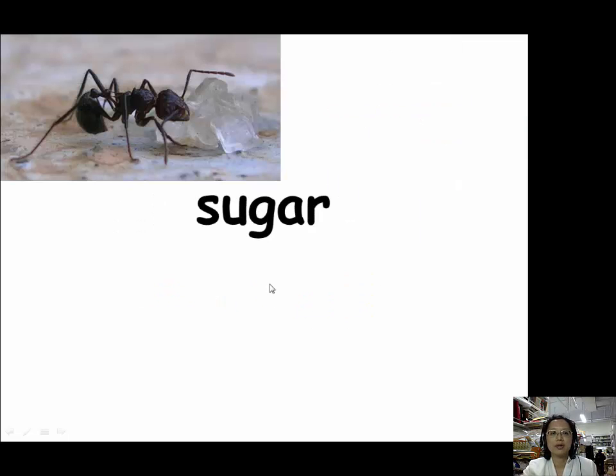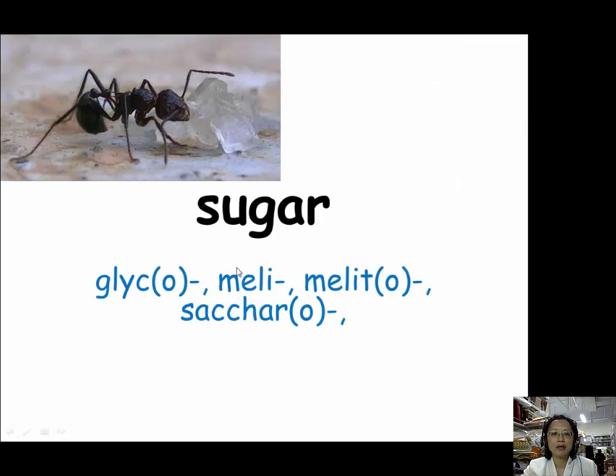For sugar, we have these four prefixes: glyco, meli, melito, and saccharo. And we could also use saccharide at the end of the word to describe something that's related to sugar.